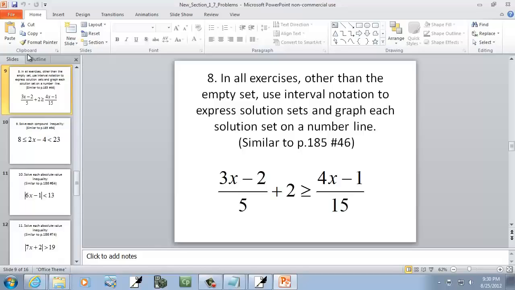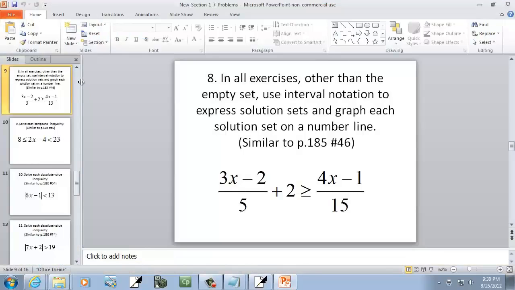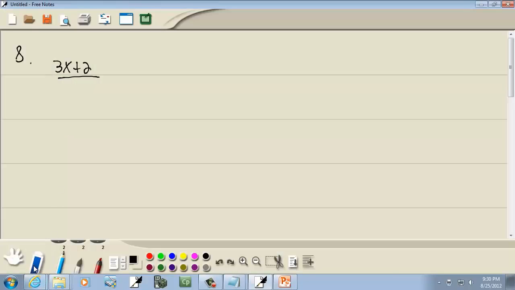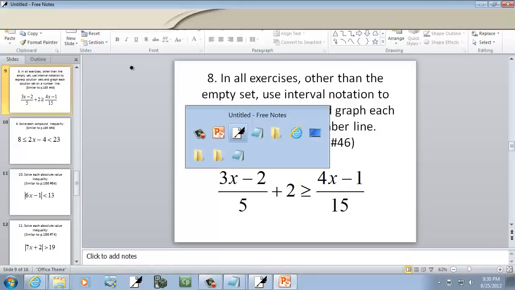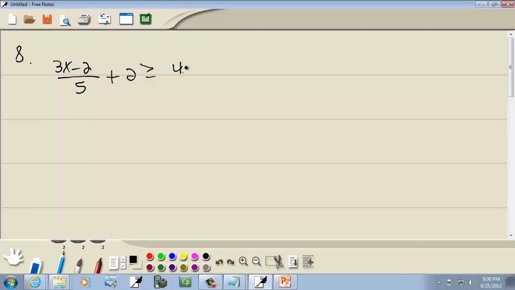And let's look at this one. We got (3x + 2)/(3x - 2)... so (3x - 2)/5 + 2 is greater than or equal to (4x - 1)/15.